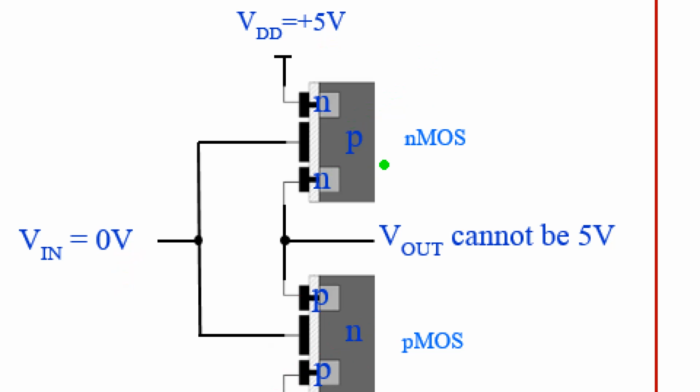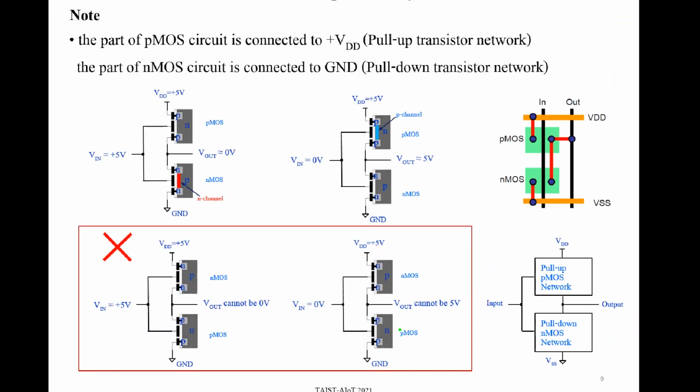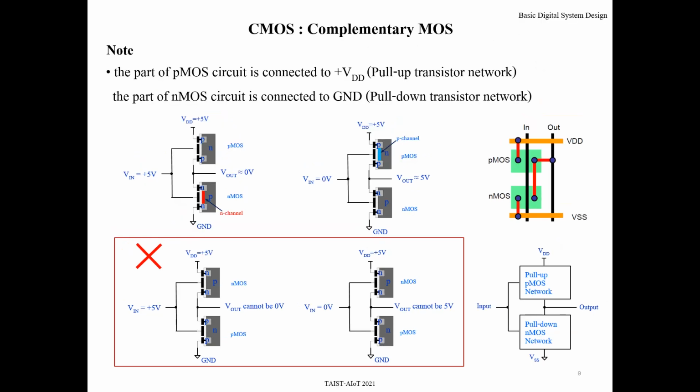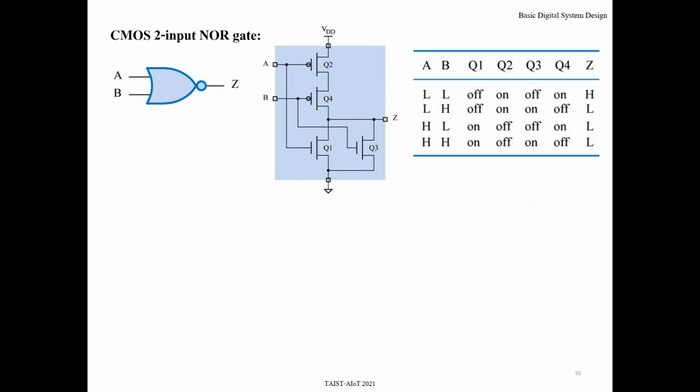Cannot turn on. So you must connect the PMOS circuit at the upper part and the NMOS circuit at the lower part that connects to ground. Okay. Next example for this one.